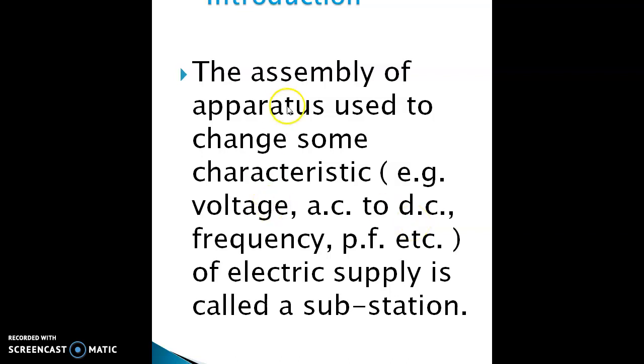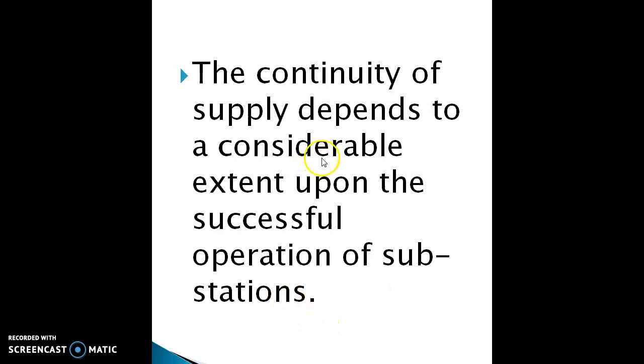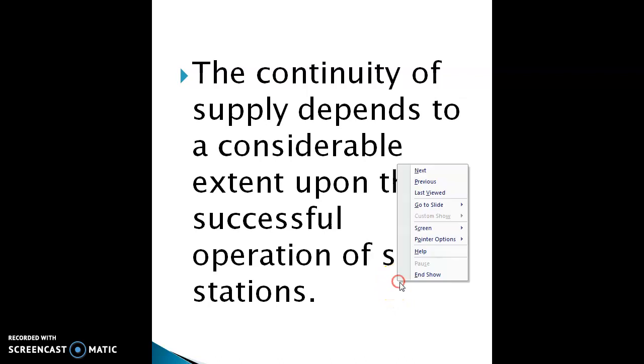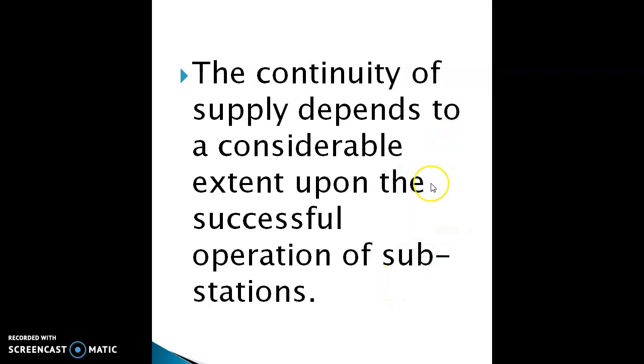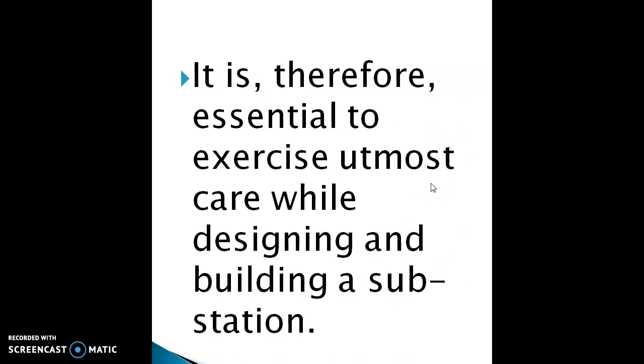Introduction. The assembly of apparatus used to change some characteristics of electric supply, that is voltage (AC to DC), frequency, power factor, etc., is called a substation. The continuity of supply depends to a considerable extent upon the successful operation of substations. It is therefore essential to exercise utmost care while designing and building a substation.